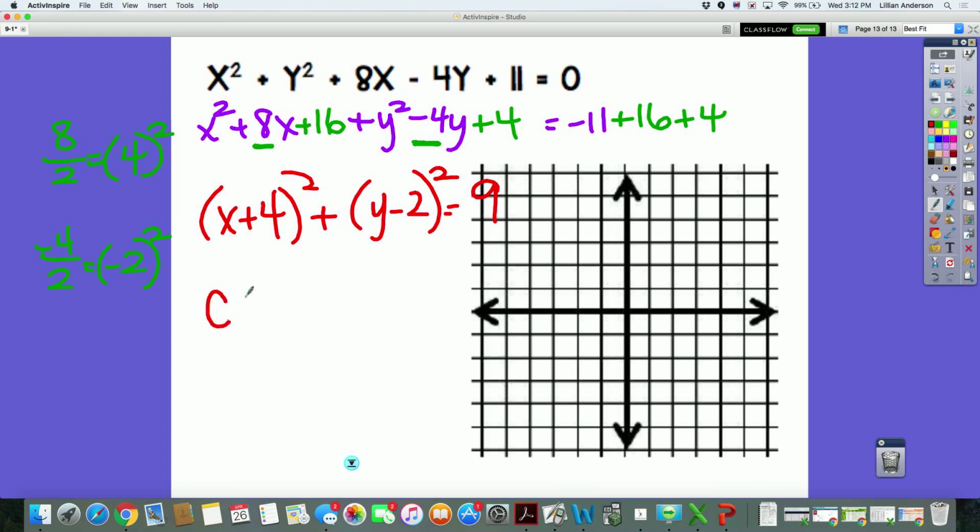What's the center? It's negative 4, 2, because it's the opposite. Remember, it's x minus h in the formula. What's your radius? And then you graph it.